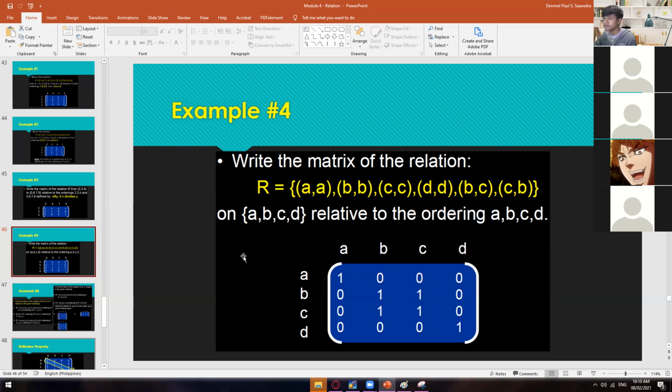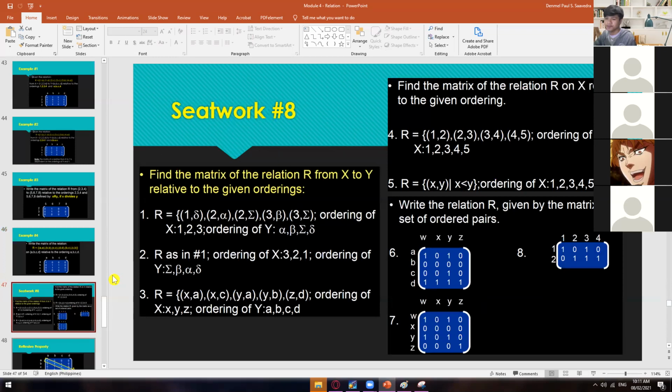Okay, so understood when it comes to example number 4? Yes, sir. Okay, and is this transitive? BC, CB, BB. No, this one is not transitive. So this one is only reflexive and then symmetric. All right, so with the use of those examples, I hope you were able to understand what this matrix is all about.